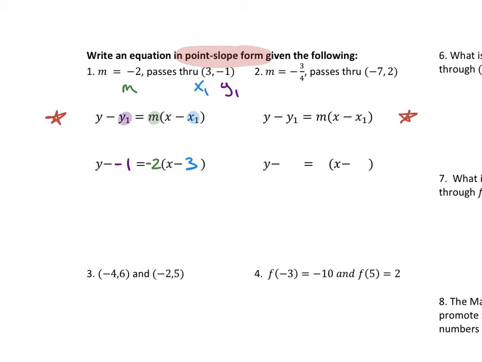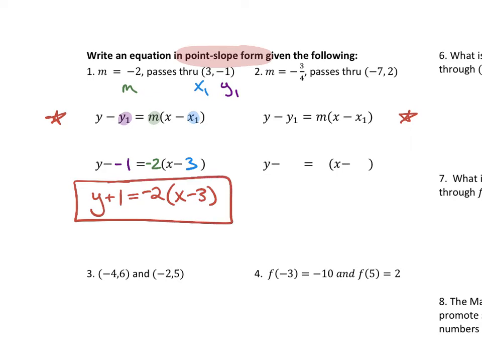Now, to get this to its final state, I do want to fix the double negatives, which means at the beginning, instead of y minus negative 1, I'm going to just say y plus 1. Everything else gets to stay exactly the same, and I don't have to simplify anything else. That is the point-slope version of the line that passes through (3, negative 1) and has a slope of negative 2. Great. Your turn. Try number 2. I'm going to pause the video, and I want you to try number 2.